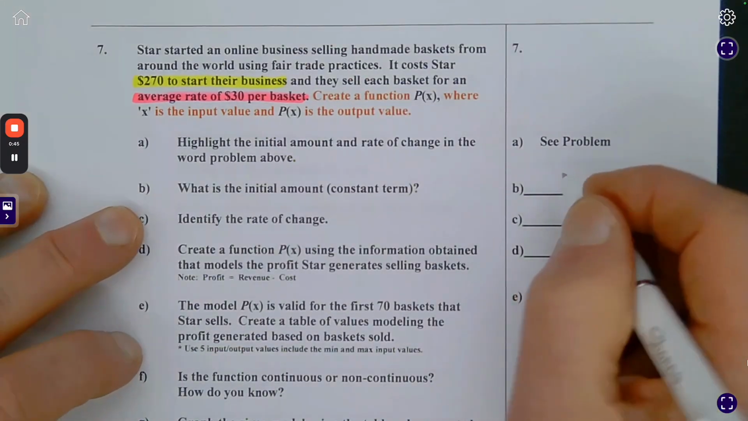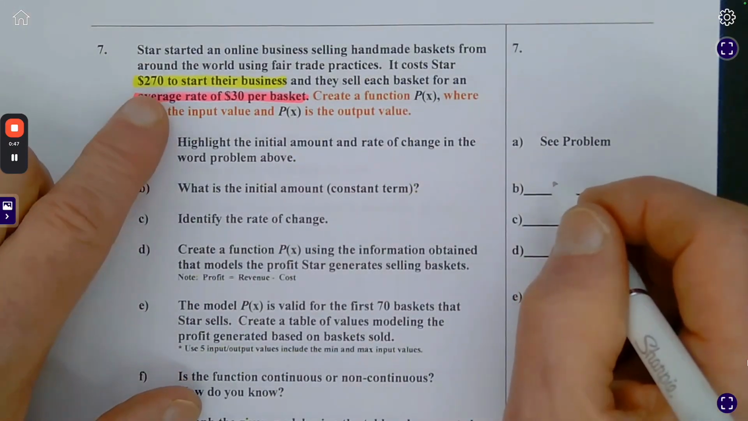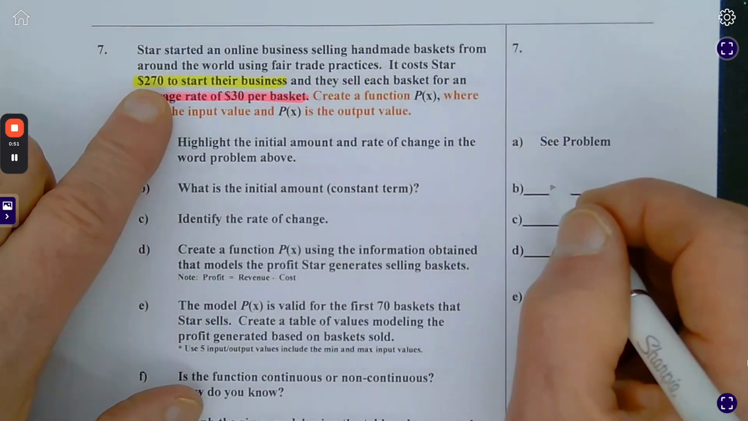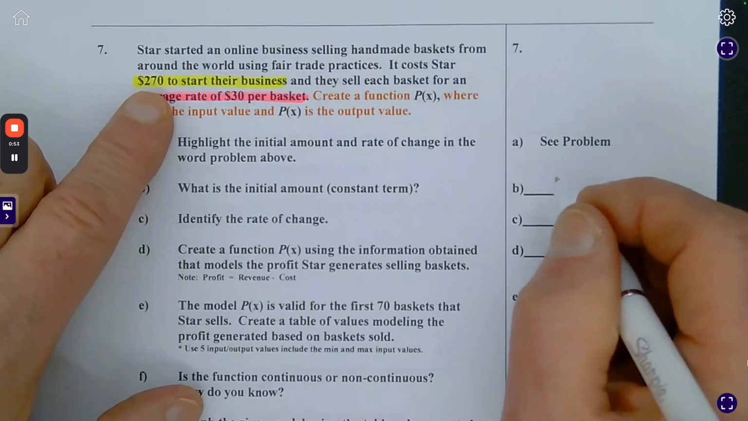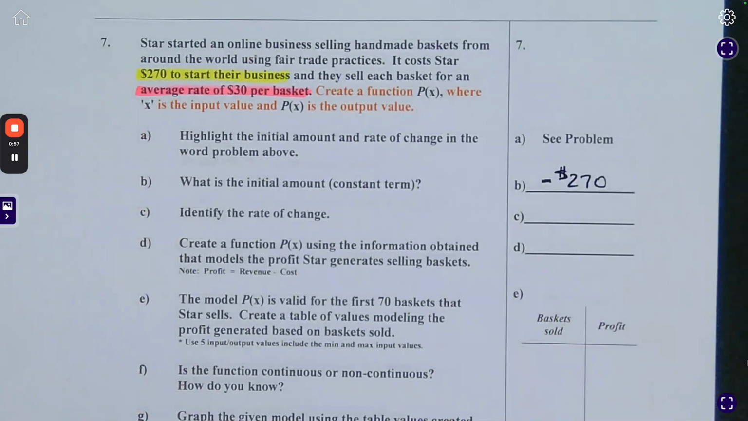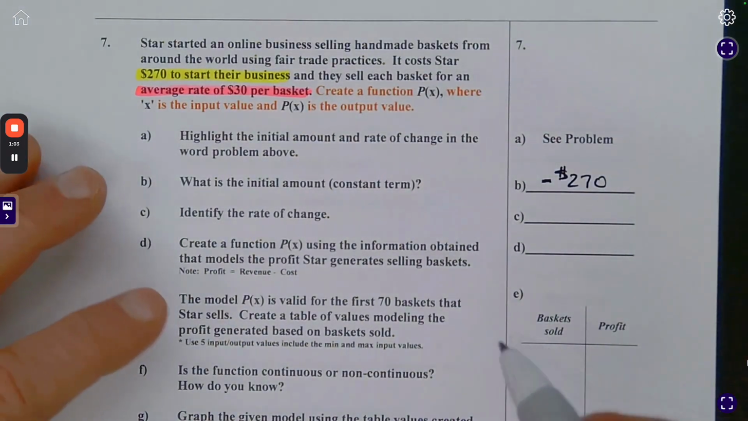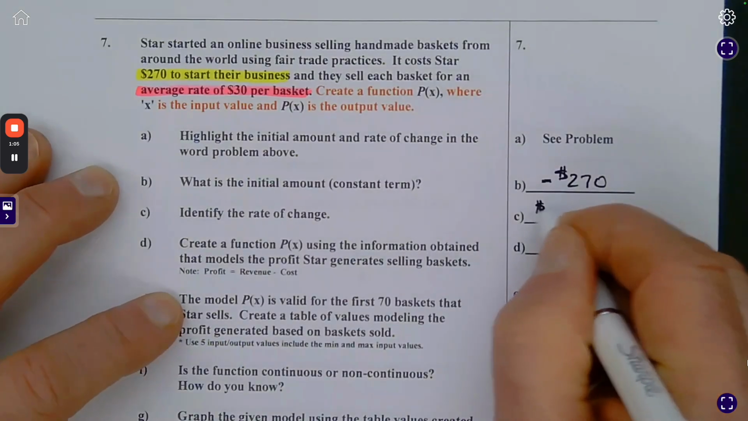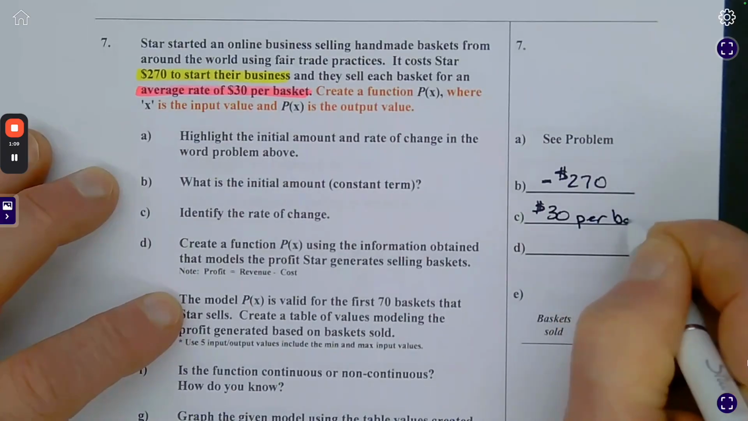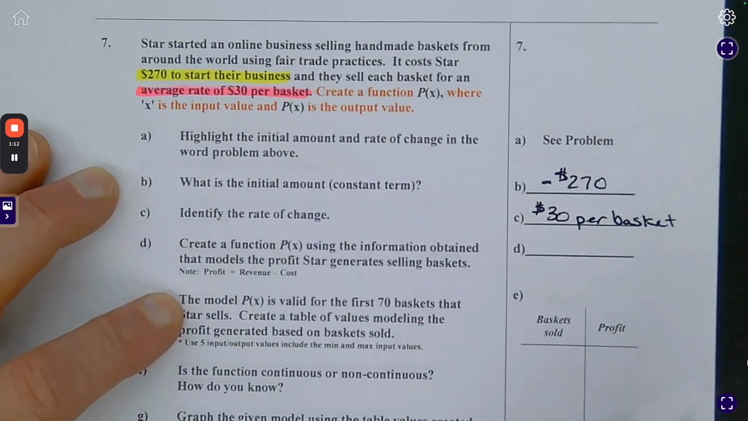All right, so the initial amount is $270. But notice that was money that cost Star, right? That was negative money because Star paid that to start the business. Identify the rate of change. This is how Star makes money. Star makes money by selling baskets at $30 per basket. Make sure you use a unit of measurement on that, please.